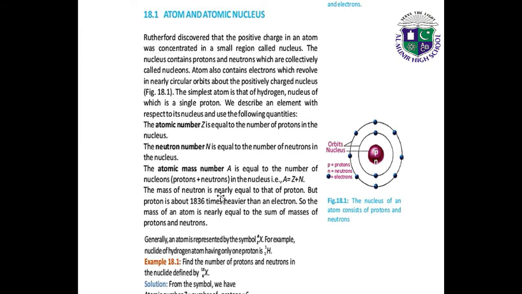The mass of neutron is nearly equal to that of proton, but proton is about 1836 times heavier than an electron. So the mass of an atom is nearly equal to the sum of masses of protons and neutrons. So here we have the picture, figure number 18.1, which shows the nucleus of an atom consists of protons and neutrons.